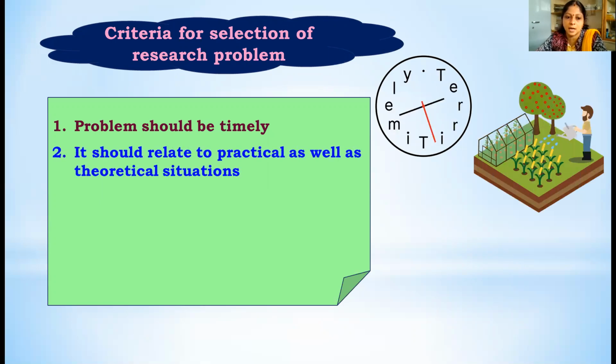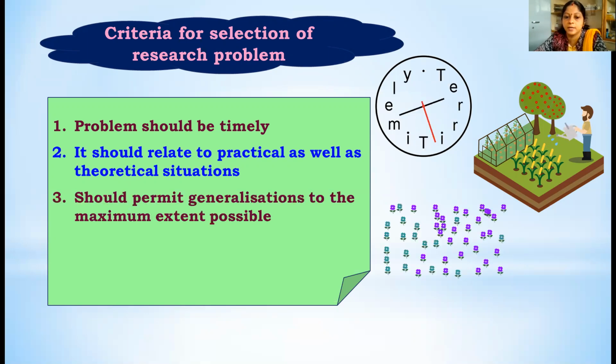And the next is that it has to relate to the practical as well as theoretical situation. Whenever I am selecting a problem and I am coming out with the solution, that should be practically applicable also. I may come out with a solution that may not be applicable in a practical way, then it will become a theory only, and that could not have value as research. So whenever you are conducting research, you have to keep a criterion that it should have both practical and theoretical applicability.